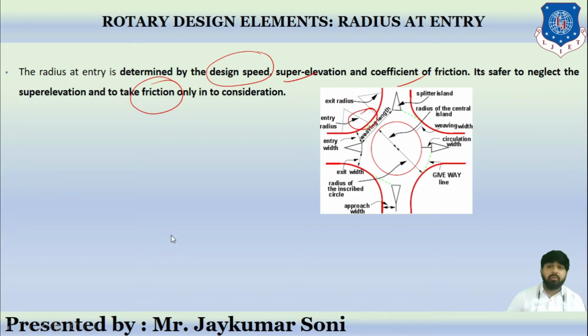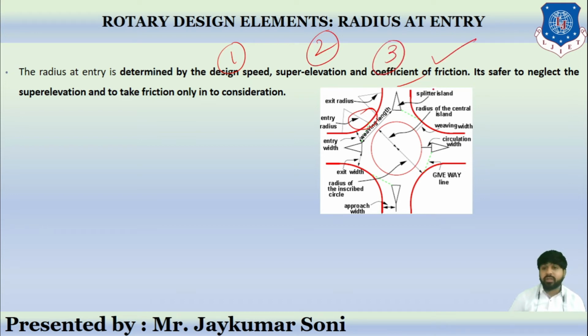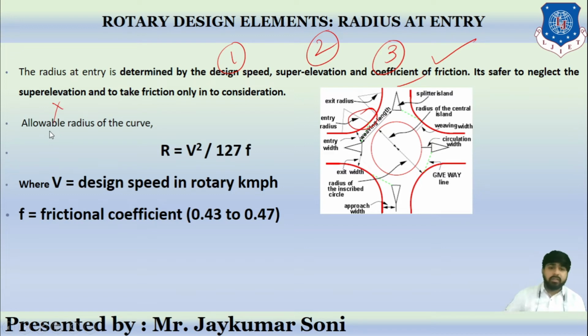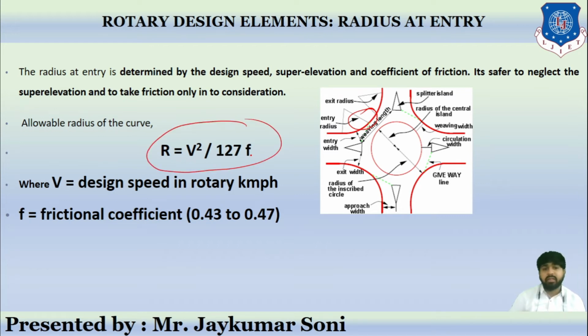So this is all about the radius at entry, that is, it is determined with the help of design speed, super elevation and coefficient of friction, where the coefficient of friction should be emphasized and super elevation should be neglected. It is safer to neglect it in order to reduce accidents. See, the allowable radius of curve, you have learned this equation I guess, is V squared by 127f, where V stands for design speed in kmph, as it is capital V, and f stands for frictional coefficient, that will be between 0.43 to 0.47.